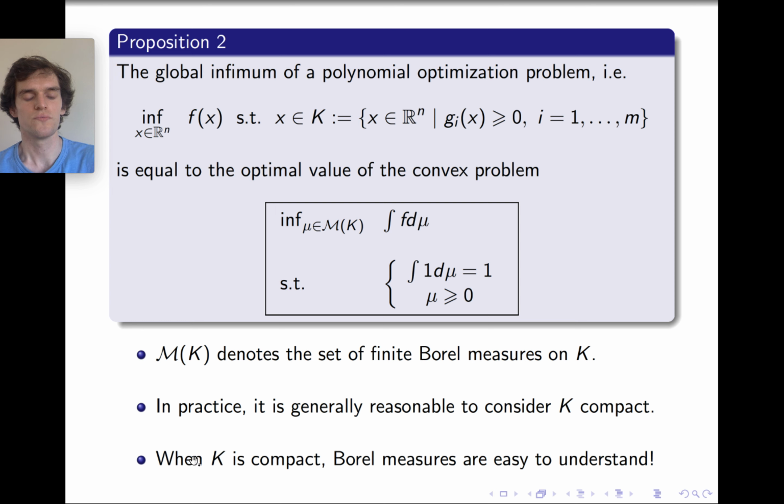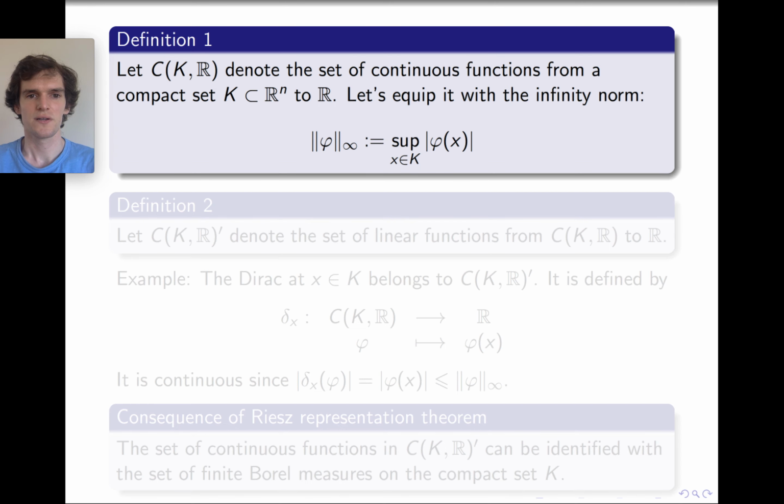When K is compact, Borel measures are actually easy to understand. You do not need to be well-versed in measure theory. I'm going to show you that with more elementary tools, you can perfectly understand what we mean by this. In fact, Borel measures are referred to as Radon measures when K is compact, and we're about to see some definitions and notions that make it perfectly understandable, just basic tools.